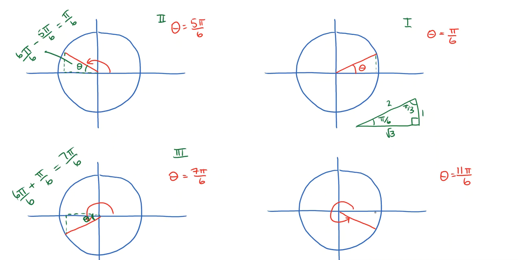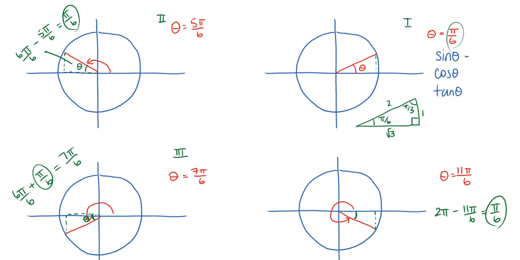If I look at this one down here, again, similar reference angle. The reference angle will be pi over 6 because I can go 2 pi minus my 11 pi over 6, 12 over 6 is equal to pi over 6. They all have the same reference angle. So this is your reference angle for each one of them. They all use the exact same special triangle. As a result, I can look at finding the sine, cos, and tangent of my angle using the ratios that we have for a special triangle.